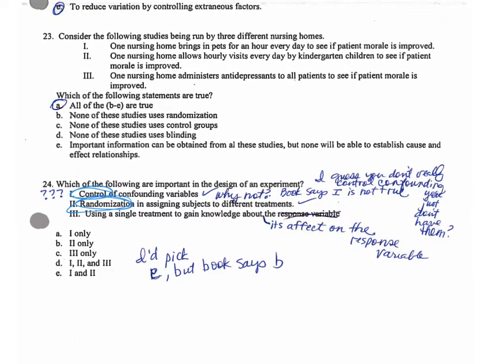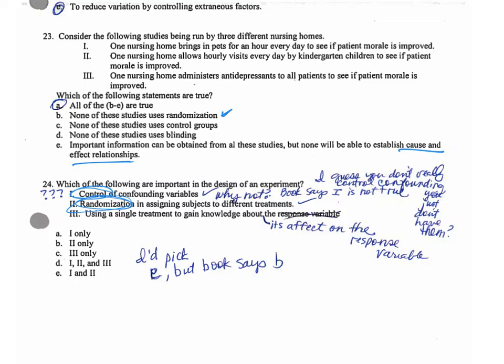You can't do cause and effect because they did not randomly assign the elderly people to the treatment groups. Those weren't a random selection. It could have been a particular quality in one of those nursing homes that makes one of them do better. Anyway, there was not a control group. What would a control group have been? One with nothing. None of these studies used blinding. That is also true. And it says important information can be obtained from all these studies, but none can establish cause and effect.